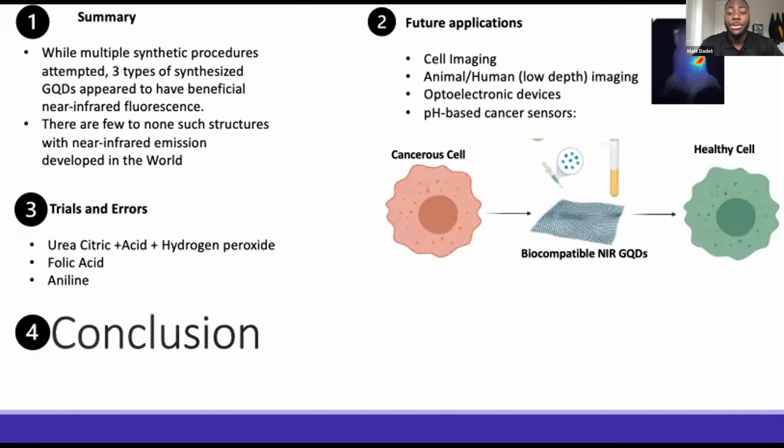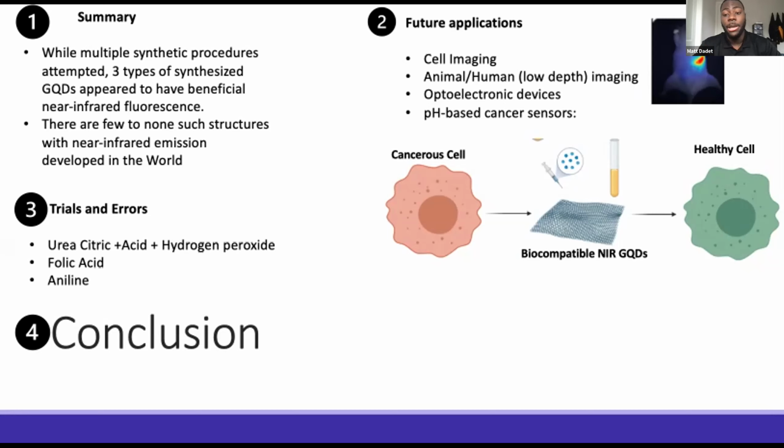In conclusion, from this research, we can conclude that there are more near-infrared emitting types of graphene quantum dots in addition to the already known ones. We will further study these three structures for biocompatibility and cell studies.